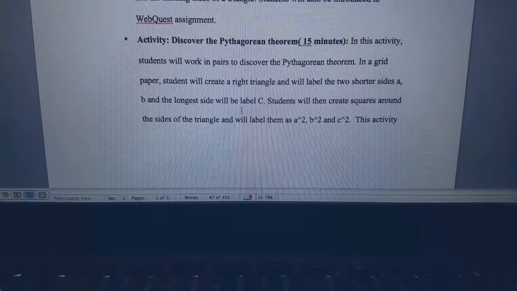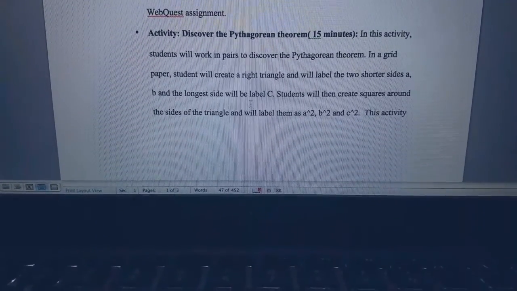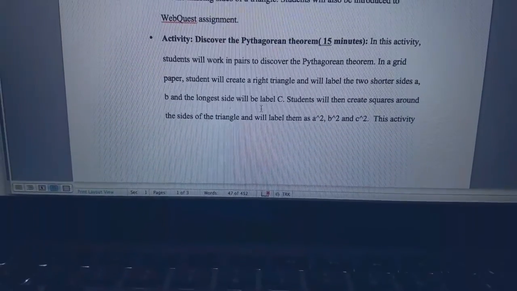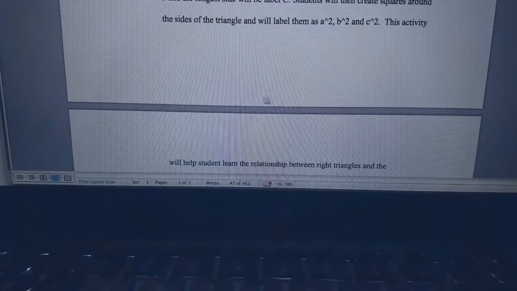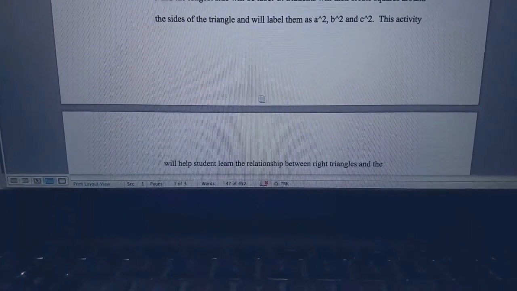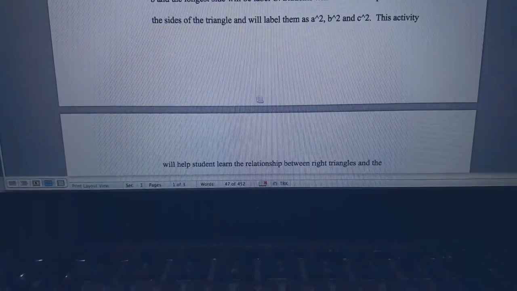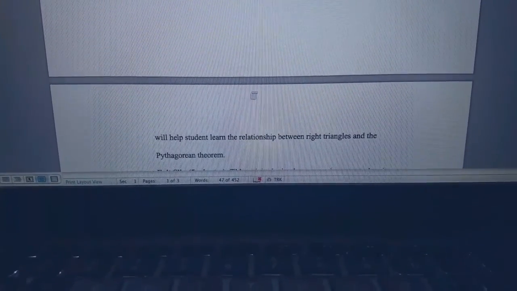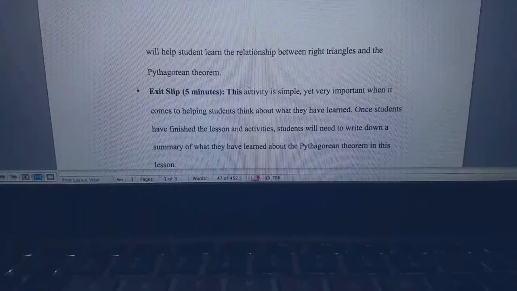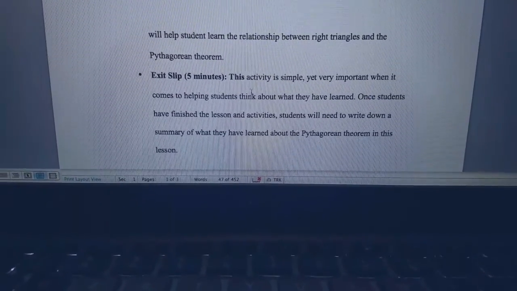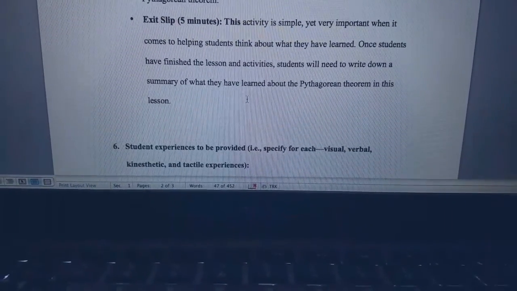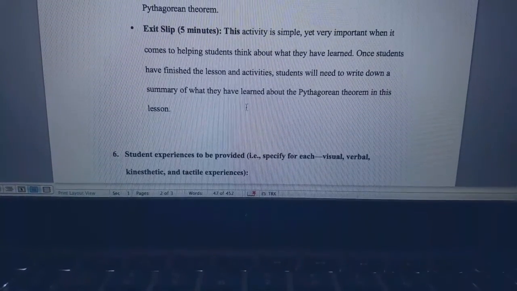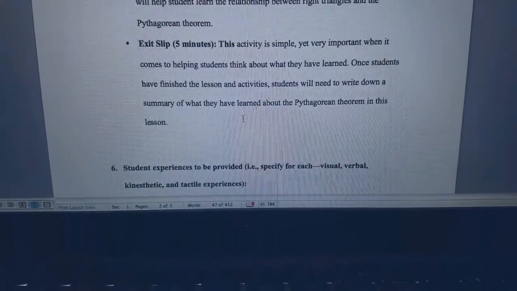On a graded paper, students will create a right triangle and will label the two shorter sides A and B, and the longer side will be C. Students will then create squares around the sides of the triangle and will label them A squared, B squared, and C squared. This activity will help students learn the relationship between right triangles and the Pythagorean theorem. And at the end of the class, students will write an exit slip so they can summarize what they learned about the Pythagorean theorem.